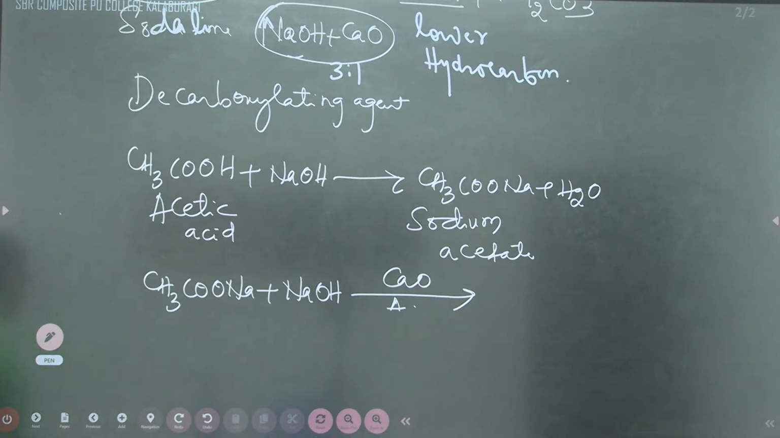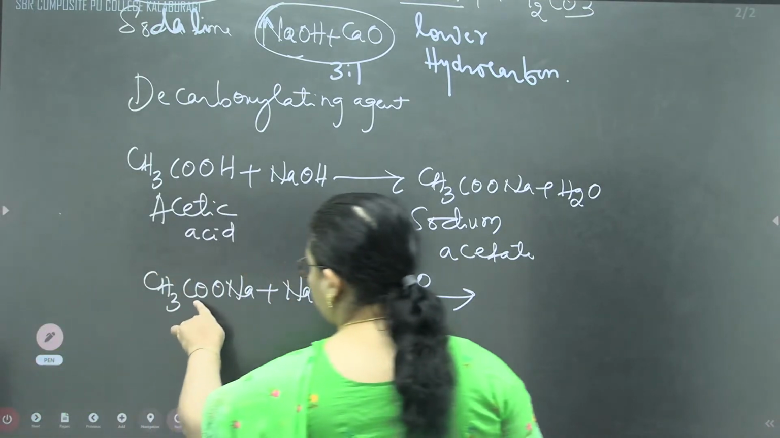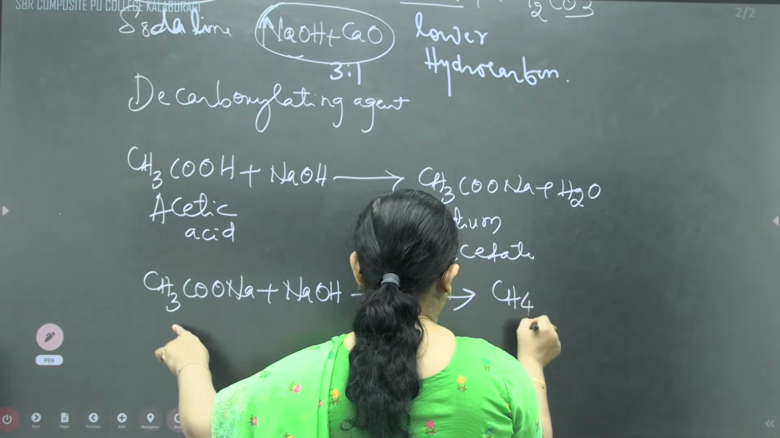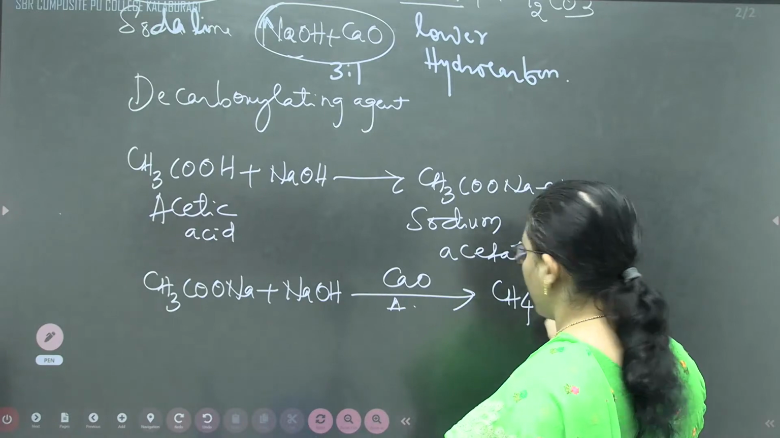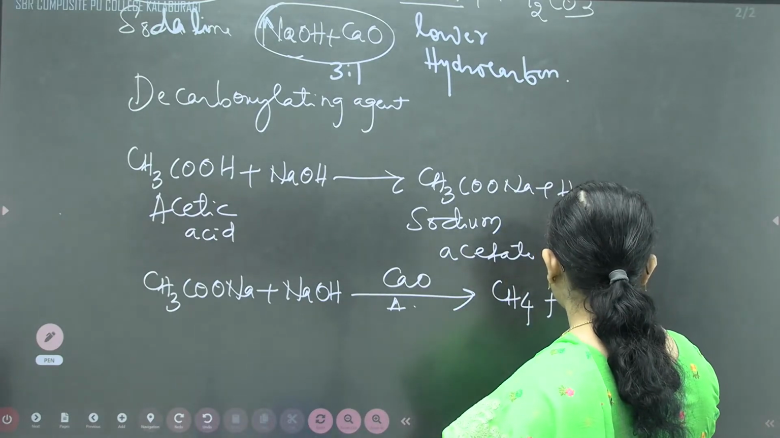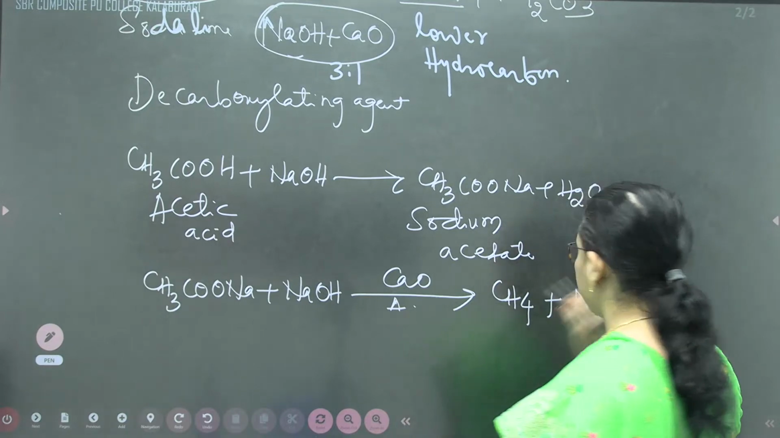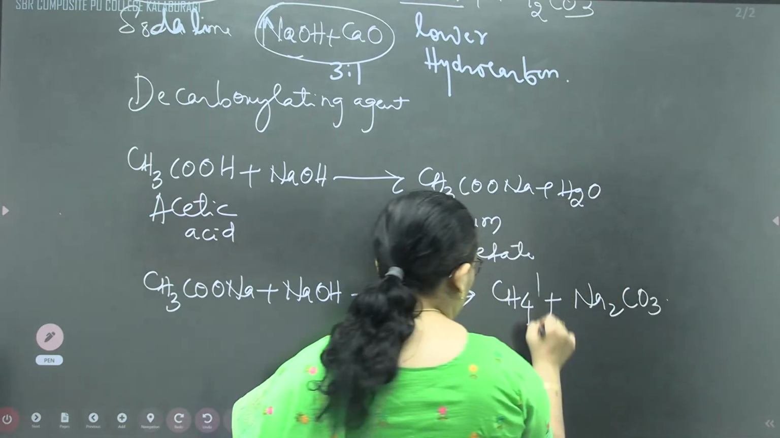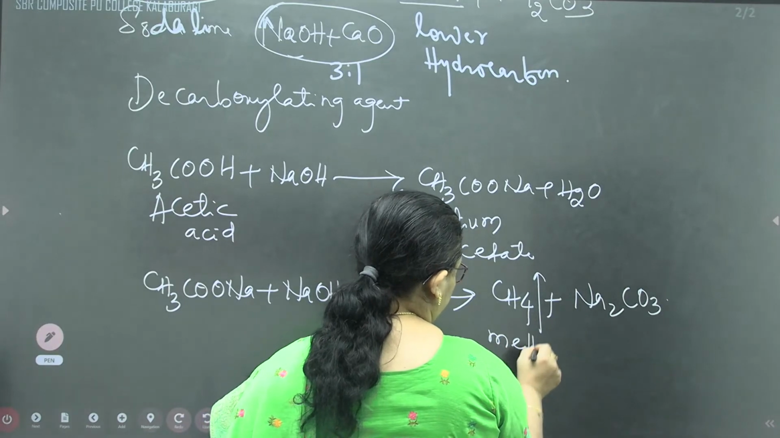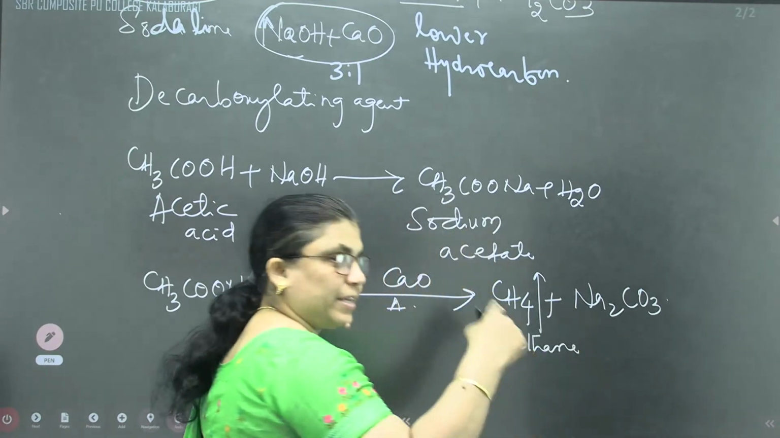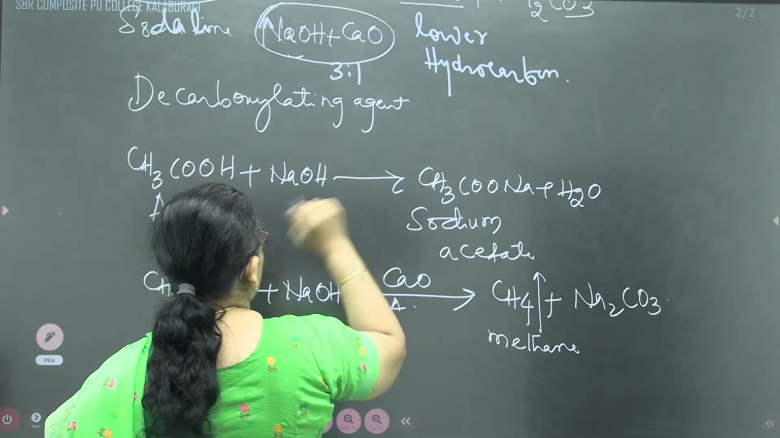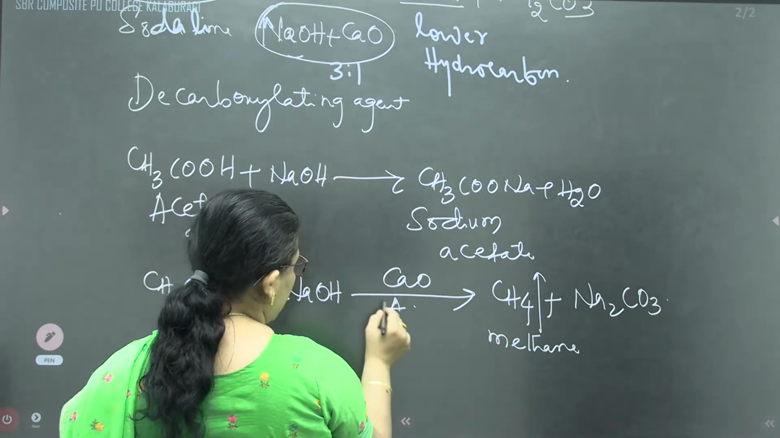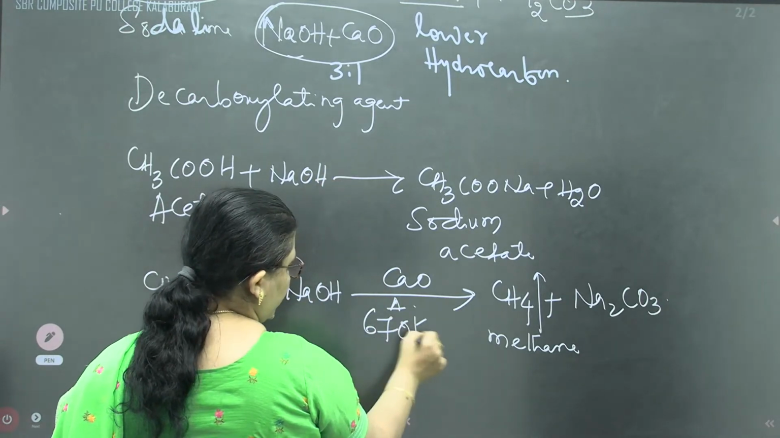at high temperature. When we are heating at a high temperature, here 2 carbon atoms are there, we'll get a 1 carbon atom hydrocarbon, along with what, children? We'll get Na2CO3, sodium carbonate. Here there is a liberation of methane. And here you have to maintain the temperature more than 600 Kelvin, approximately 670 Kelvin.